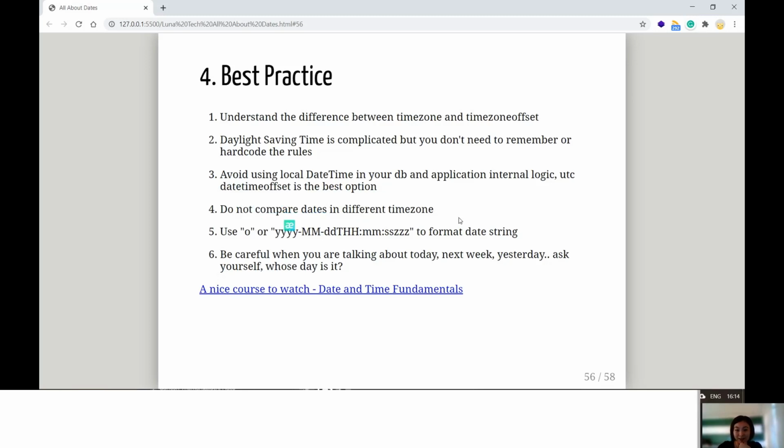Don't compare dates in different time zones. Use O or this for formatting because that's the standard thing people usually use. And be careful when you are talking to even the BAs or other people about days, like today, next week, yesterday. Maybe in their context, it's different from what you're thinking.